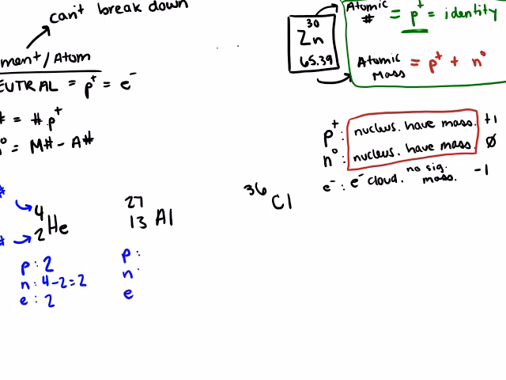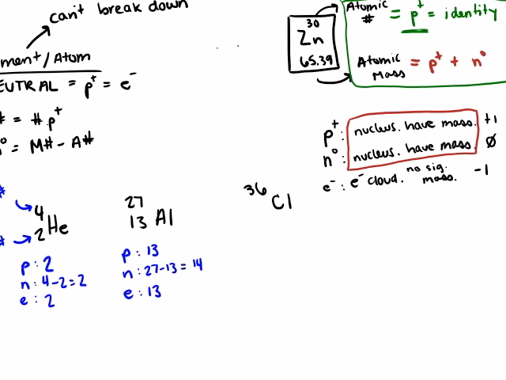Let's look at aluminum. Aluminum always has 13 protons. That's what makes it aluminum. Because this is neutral, there's no charge in the upper-right corner, I also have 13 electrons, and I'm still going to subtract to find my neutrons. So 27 minus 13 is going to give us 14.